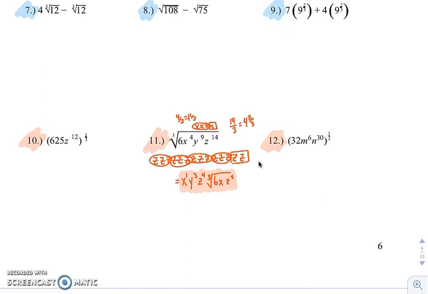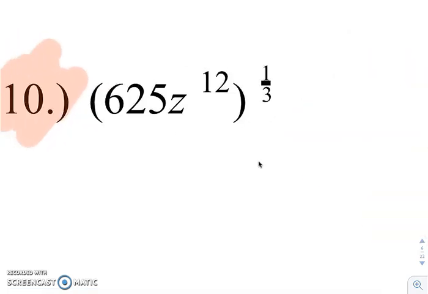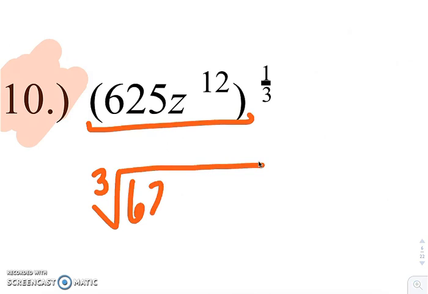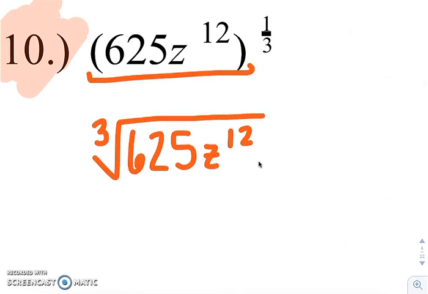So for 10 and 12, we're not going to simplify something in exponential form normally, so we're just going to rewrite both of these in radical form. So if this is 625 z to the 12th, all to the 1/3 power, if we rewrote this as the third root or cubed root of all of this, 625 z to the 12th, then it's just like the one we just did. So you can always check to see if 625 is a perfect cube root. If it is, it's just that value. But if not, we need to factor this.